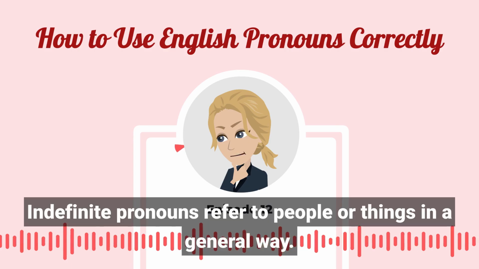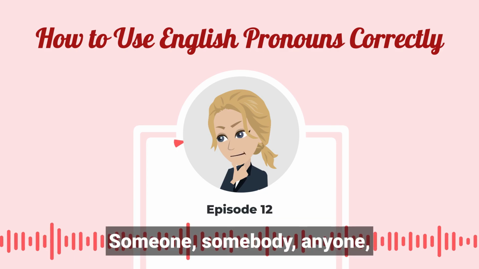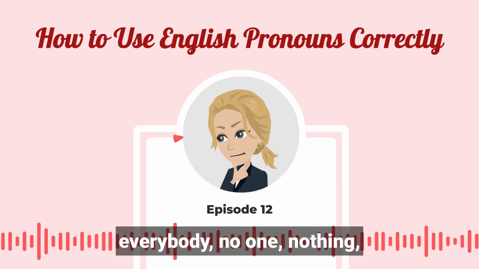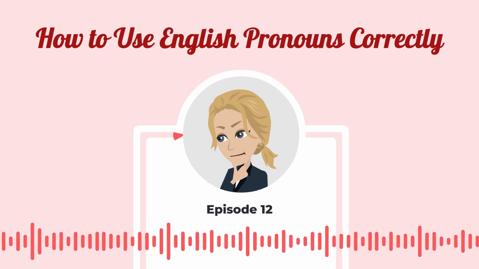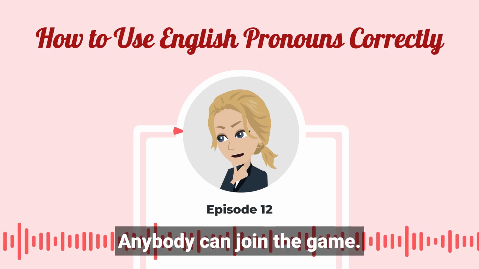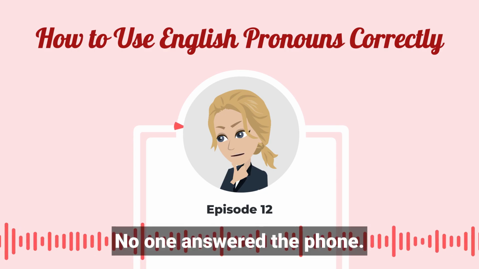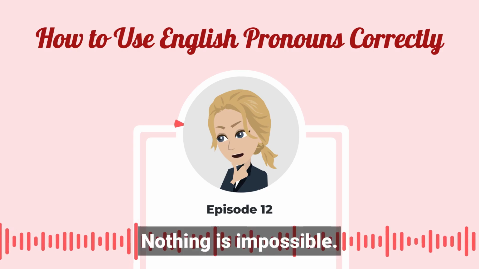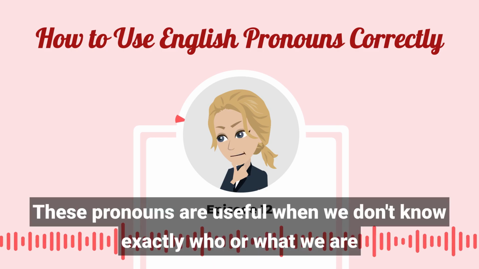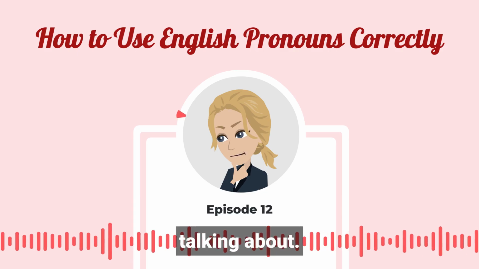Indefinite pronouns refer to people or things in a general way. Examples: someone, somebody, anyone, everybody, no one, nothing, everything. Examples: Someone is at the door. Anybody can join the game. Everybody likes music. No one answered the phone. Nothing is impossible. Everything will be fine. These pronouns are useful when we don't know exactly who or what we are talking about.